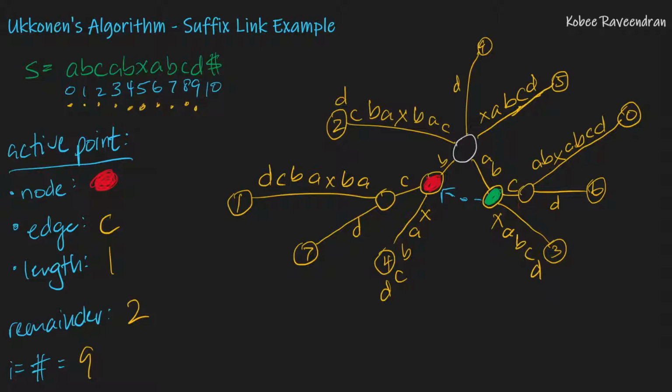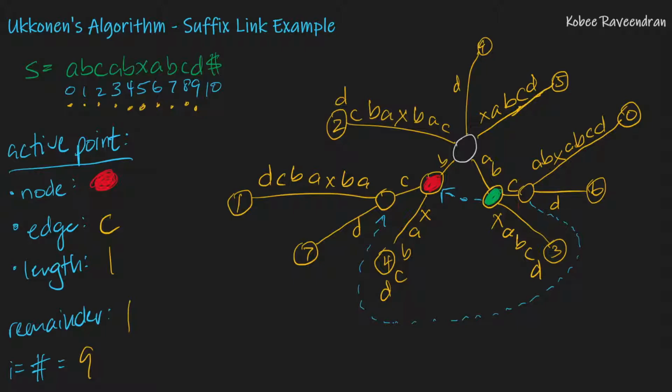Sweet. So we've added that suffix. And we can now decrement our remainder. But first, we should also add the suffix link, because we also created a new internal node before this one. And that was right here. So I'll go ahead and link them together. Might be a little messy, but bear with me. There's our new suffix link.